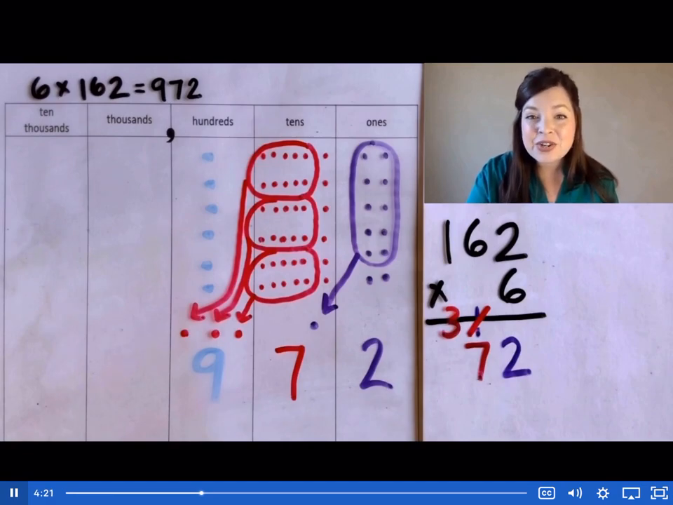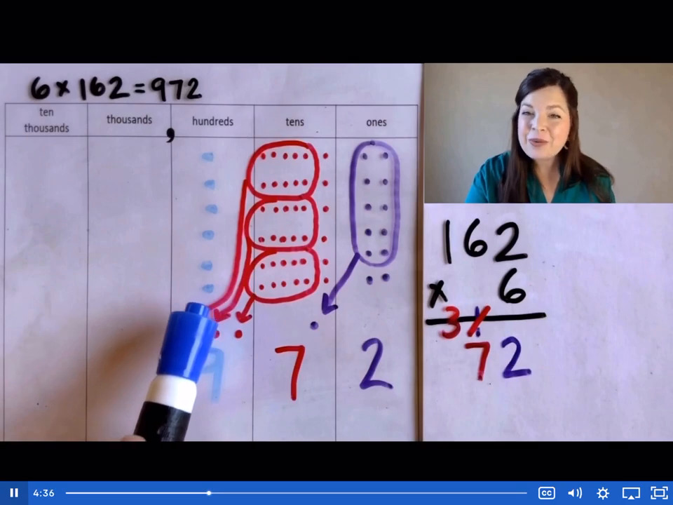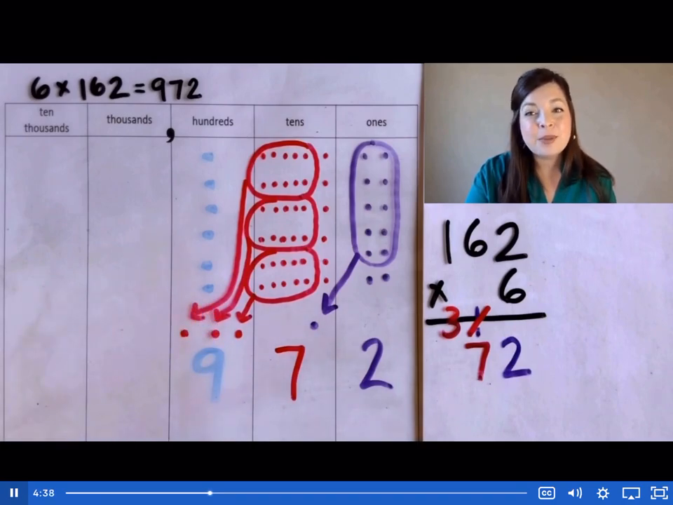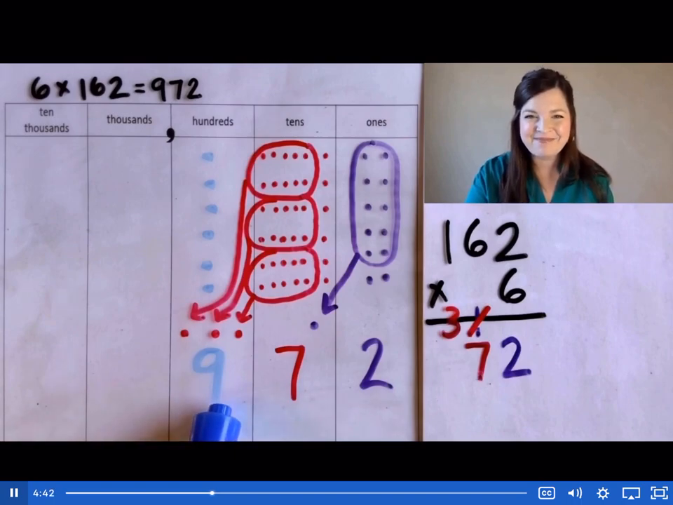Now let's look at the hundreds. Tell me what happened in the hundreds column on our place value chart. Pause the video to explain. In the hundreds column, we had 6 times 100, which equals 6 hundreds, plus the 3 hundreds we regrouped from the tens, which is 9 hundreds.